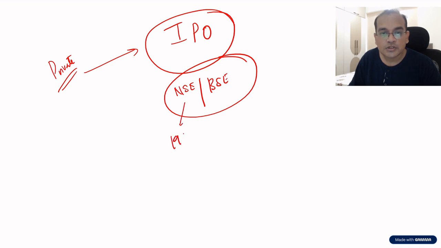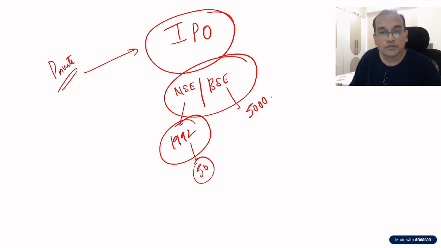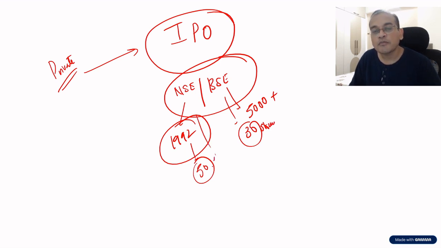NSE was established in 1992, the most electronic platform. Here the Nifty 50 stocks are listed. BSE has more stocks listed, more than 5,000 plus. And here the Sensex consists of 30 companies. NSE is by far the most liquid, and suppose if you want to become a trader or a swing trader, particularly you are talking about trading in NSE, National Stock Exchange. Both exchanges are in Mumbai itself.